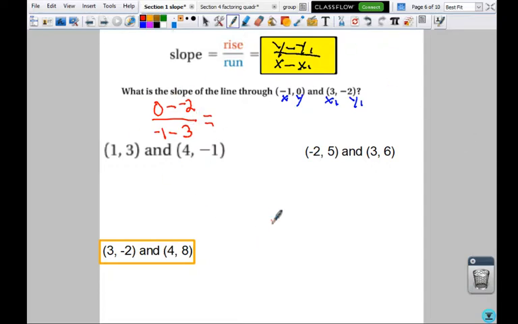So I'm going to go 0 minus -2. What's minus negative really? It's plus. Minus a negative is really plus a positive. So 0 plus 2 is 2 over -1 minus 3, which is -4. And we are almost done. There's one last thing we can do. What's 2/4 if I'm going to reduce that? 1/2. So, yeah, -1/2.